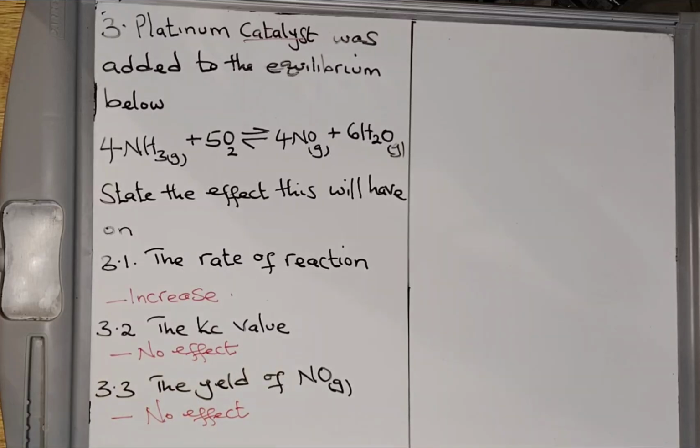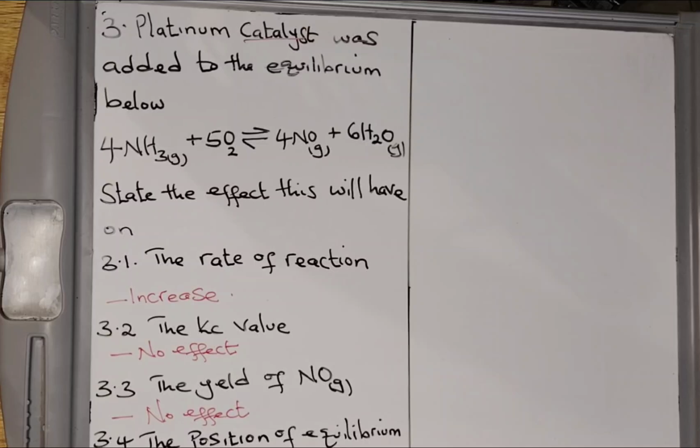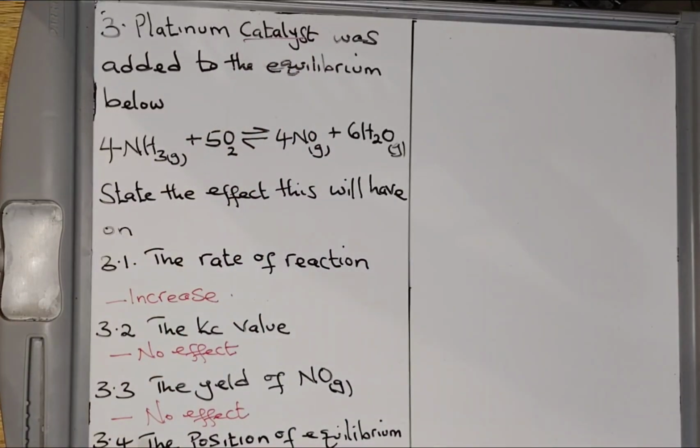Why? A catalyst favors both forward and reverse reactions to the same extent, so it does not shift the position of equilibrium. Okay, so this is the next question. What is the effect of adding a catalyst on the position of equilibrium? The answer is no effect. Like I told you before, a catalyst favors both forward and reverse reactions to the same extent. So under that circumstance, it doesn't shift the position.